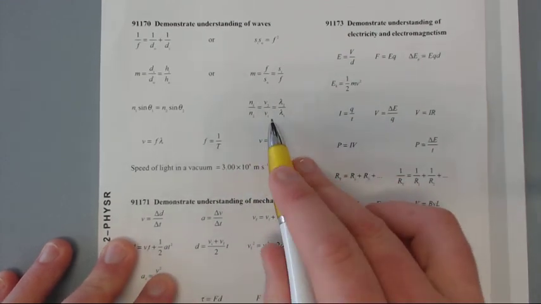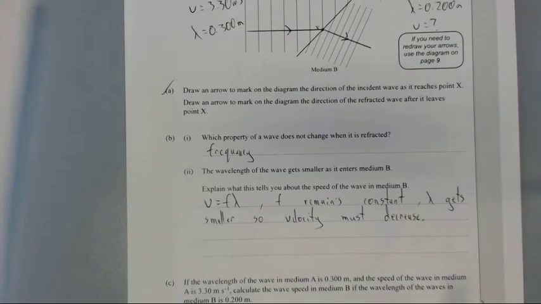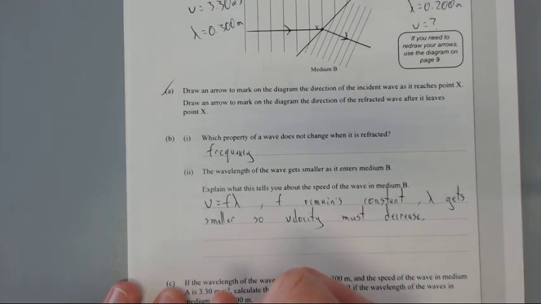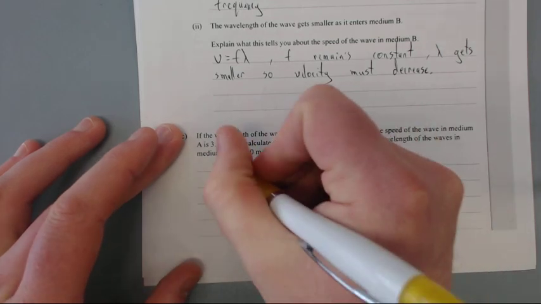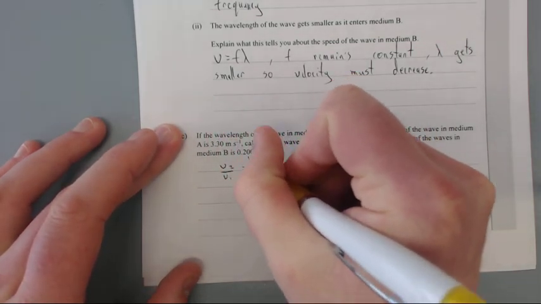Right, so we're going to use this formula, but we're going to use v2 over v1 equals lambda 2 over lambda 1. So we're going to write v2 over v1 equals lambda 2 over lambda 1.